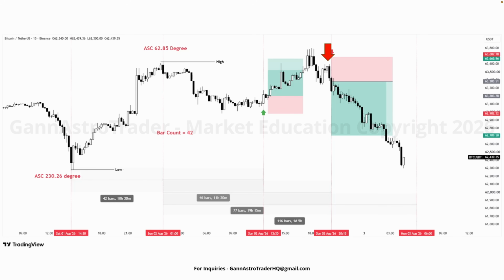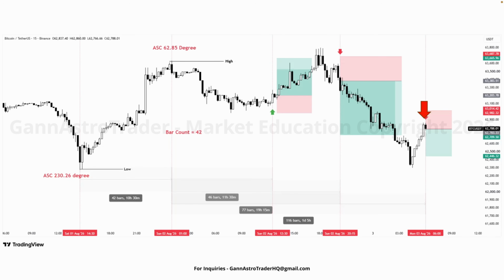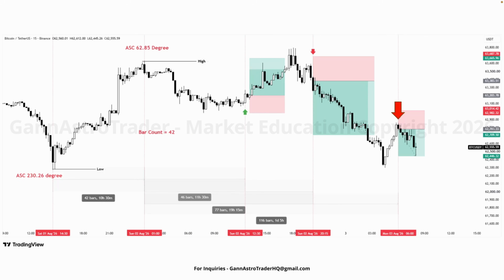Now we arrive at the third and most important projection, which is 116 bars. This corresponds to approximately 1 day and 5 hours from the original reference point, placing the projection around 6 a.m. on August 3rd. Here, we can see a much more significant reaction. Bitcoin reaches the projected time window after moving higher, and price begins to reverse sharply to the downside. The red arrow marks this projected time area, while the following candles show the bearish reaction developing.